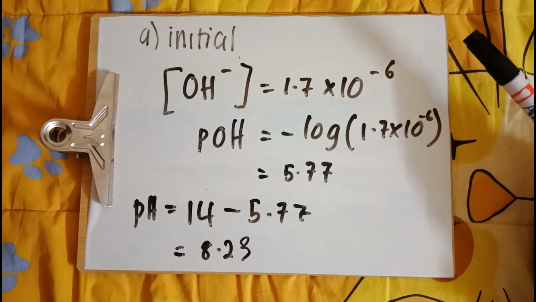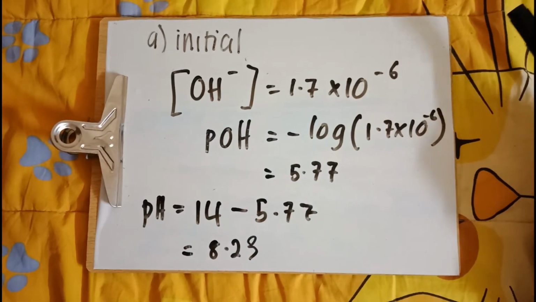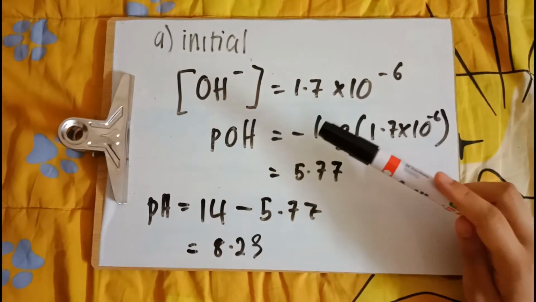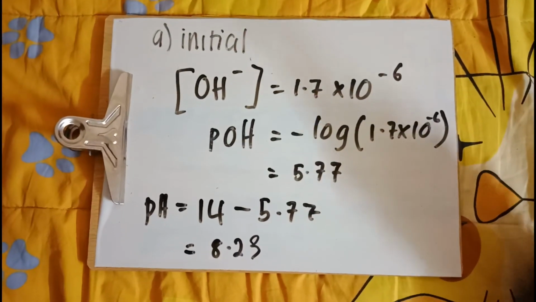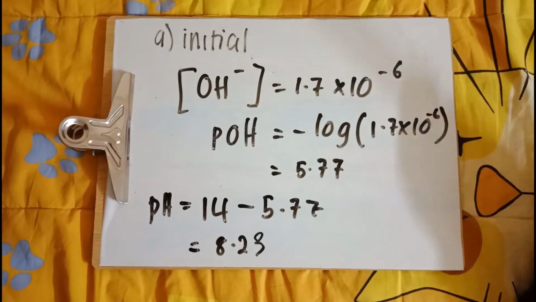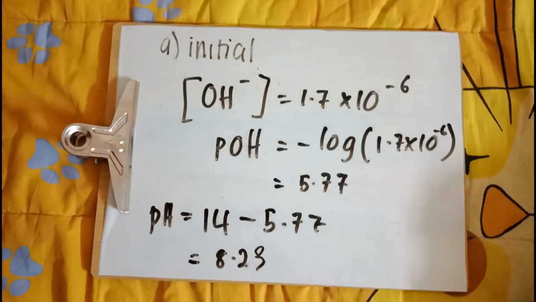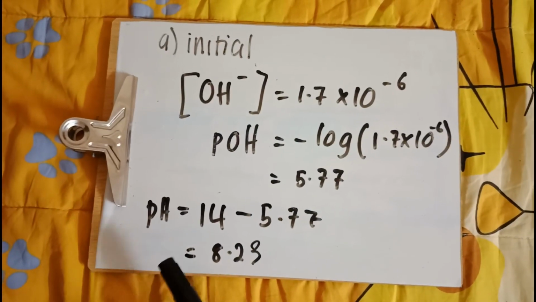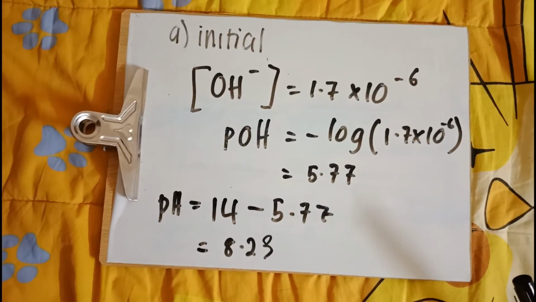We get the concentration of OH minus as 1.7 times 10 to the power of negative 6. So we put it in the equation of pOH, and we get negative log of 1.7 times 10 to the power of negative 6, and the pOH we get is 5.77. But that is our pOH. We need to find the pH. So we put it in the equation pH equals 14 minus 5.77 and get 18.23 as the pH of the first equation.